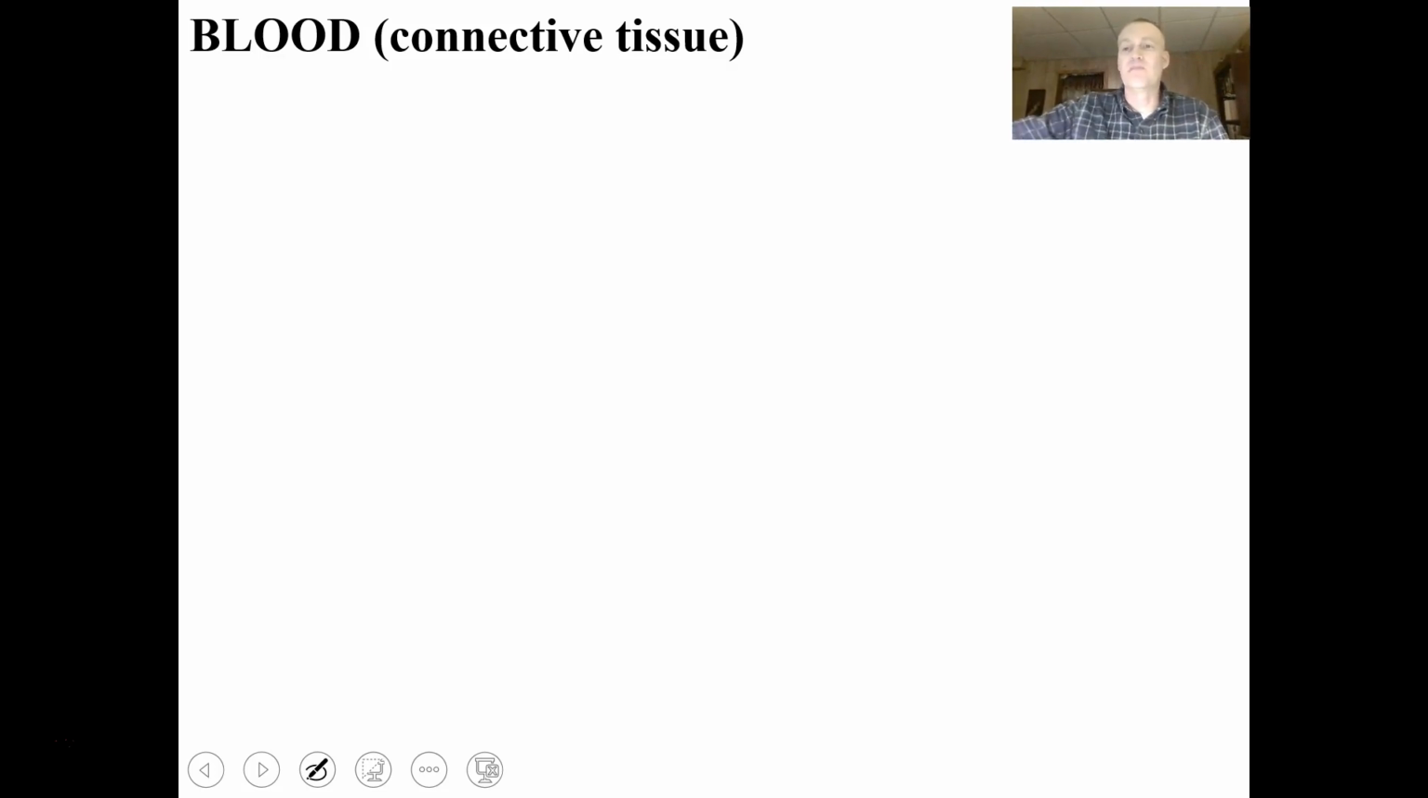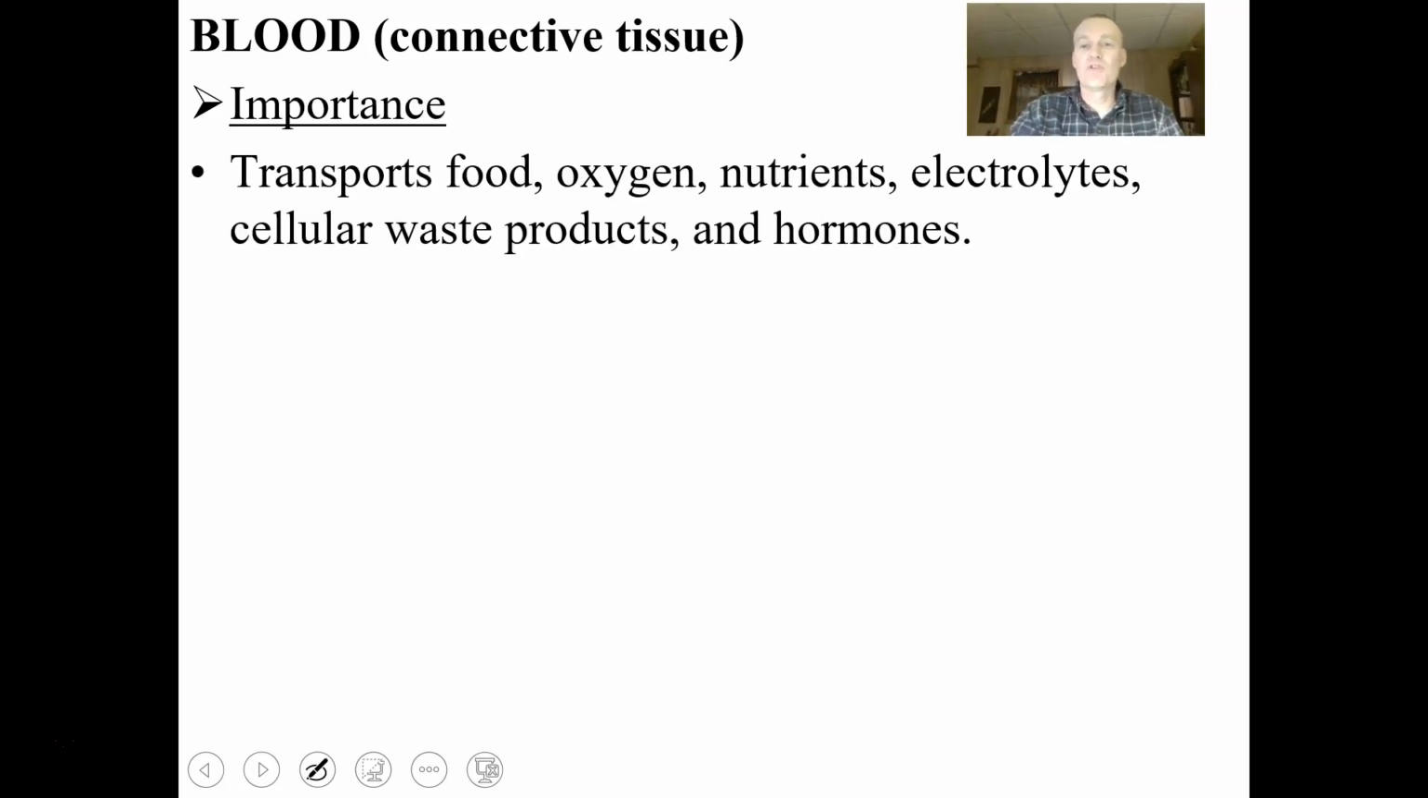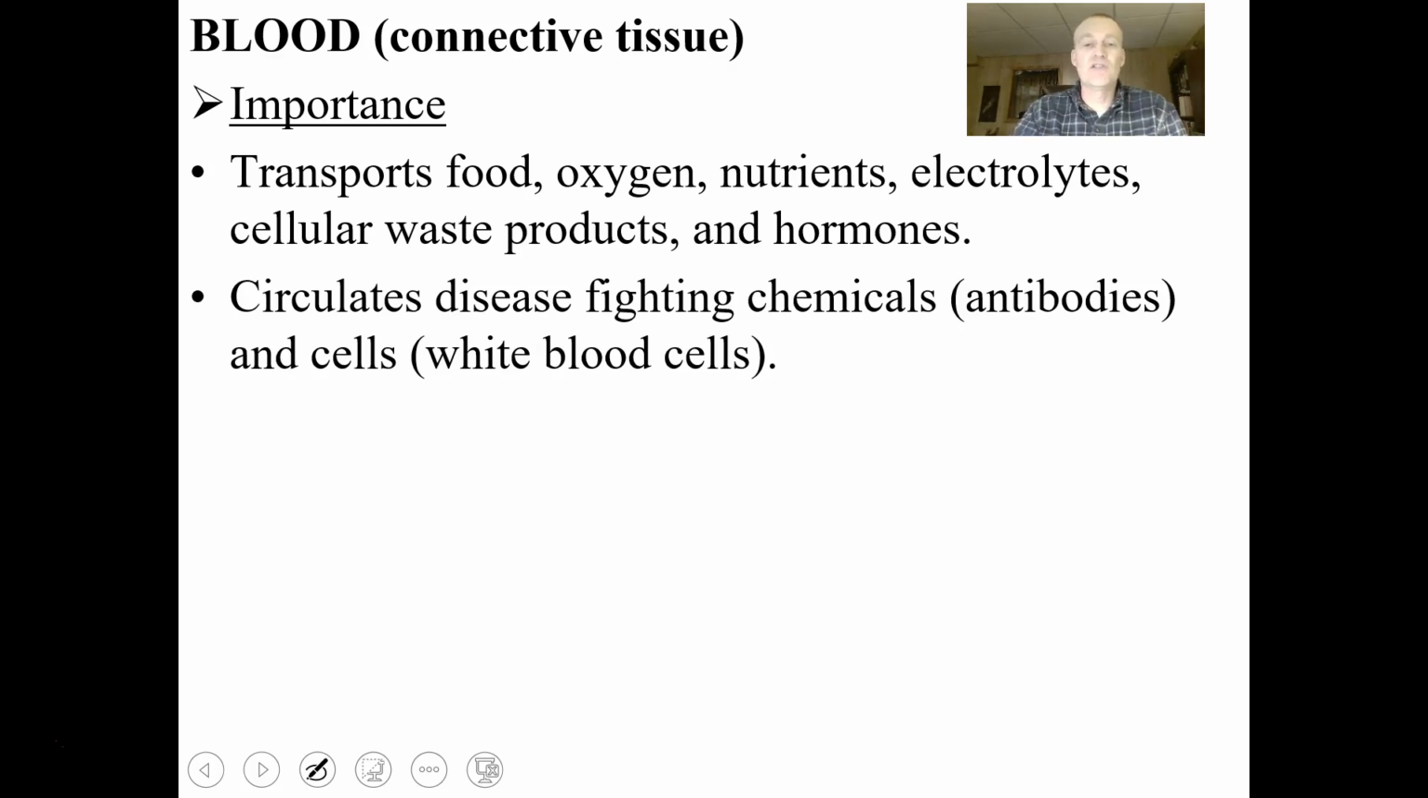So blood is a connective tissue. It basically has a matrix. That matrix is called plasma, and it's a very, very important substance. It transports all of our food, oxygen, nutrients, electrolytes, cellular waste products, and hormones. It also circulates disease-fighting chemicals. These disease-fighting chemicals are called antibodies. These are proteins that your immune system cells, called B cells, can actually make, and then those antibodies will target toxins, venoms, or other things like bacteria or viruses. It will target them for destruction.